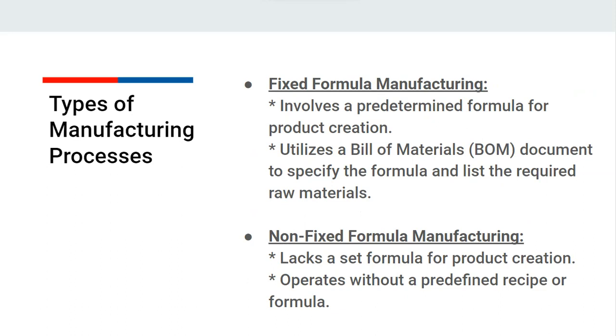So speaking from business perspective, in case where there is a fixed formula for manufacturing a product, we create a bill of material. So this document specifies the formula and details the necessary raw materials. For example, if we are to make a shirt, the BOM would outline the required raw materials such as cotton fabric, buttons, threads, and so on. We will discuss the creation of a bill of material.